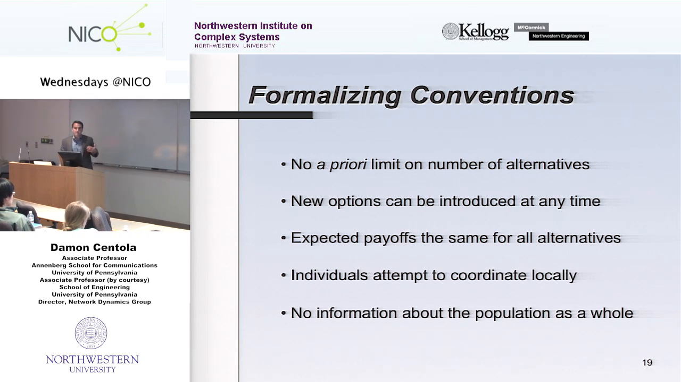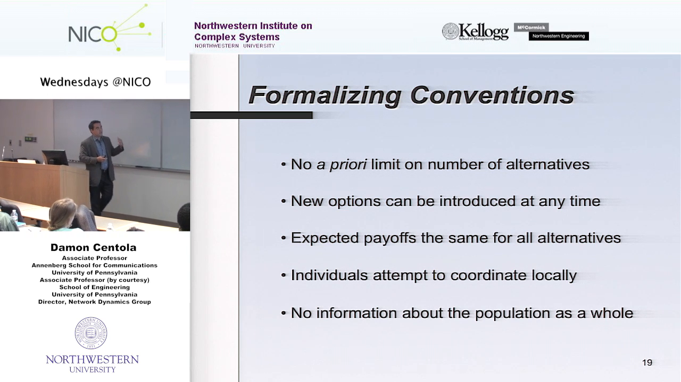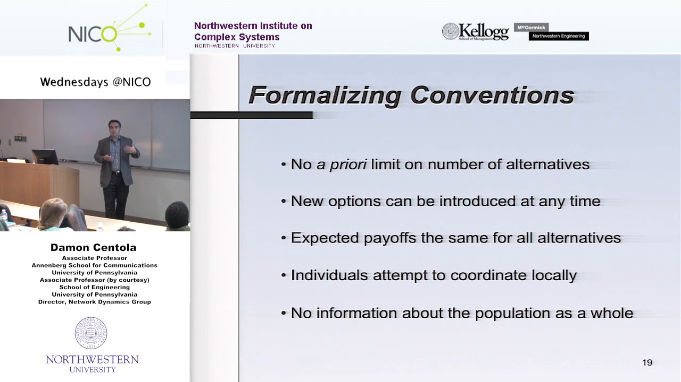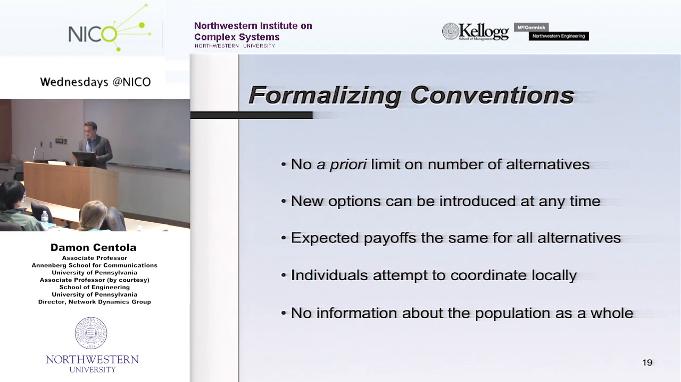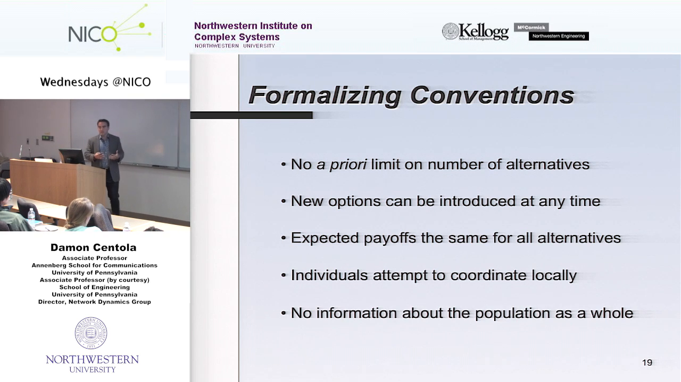The expected payoffs are the same for all alternatives. This is really important because it basically means, look, I don't really have an initial bias for one behavior or another. Or if I do, it's going to be different from your bias. And so at the end of the day, all I really care about is coordinating. Because we don't really know what these behaviors are going to mean in any sort of predetermined sense. That is to say, unlike the Harsanyi-Selten situation where the payoffs are pre-assigned to the options.